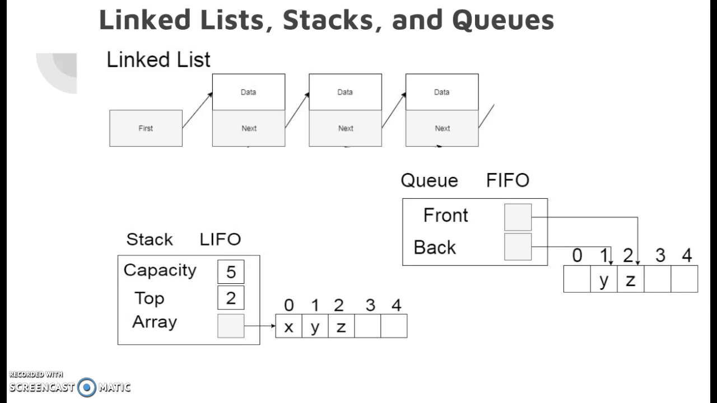Queues are a first in, first out data structure. They're based off of an array, and the queue records where the front of the line and the back of the line is, so you know where to add new data at the back, or where to pop off data from the front. Stack is similar, but it's a last in, first out. And it's also implemented using an array, but it records the capacity and where the top of the stack is.